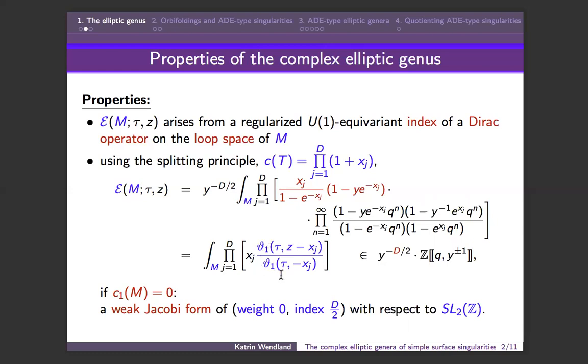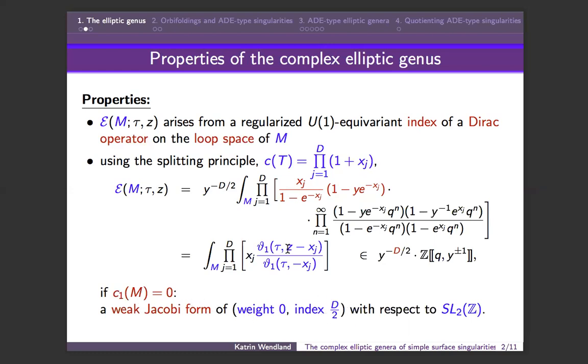But as soon as you see the theta functions occurring, you may become optimistic in terms of expecting modular properties for this function. And indeed, if the first Chern class of M vanishes, and that amounts to the sum of these x_j vanishing, then this expression has wonderful properties. It's actually modular with respect to the entire modular group SL(2,Z). It's what we call a weak Jacobi form of weight 0 and index d/2.